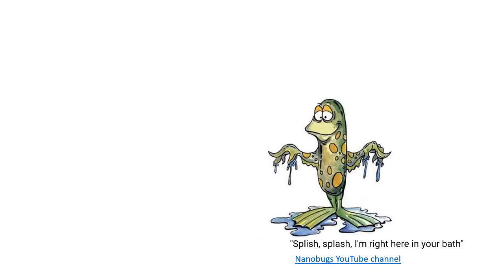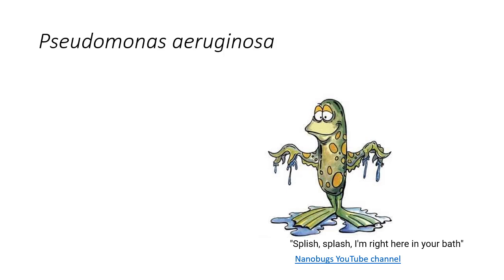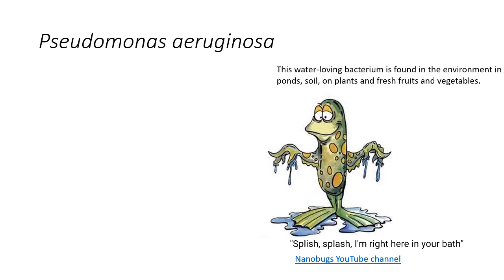Now let us move to another important group of bacteria. We call them Pseudomonas aeruginosa. This picture is a very nice picture because it tells us a lot about this bacteria. So this bacteria is saying, splish splash, I'm right here in your bath. So you can conclude from this that this is a water-loving bacteria that is found in the environment, mainly in ponds, in the soil, on plants, or sometimes in fresh fruits and vegetables.